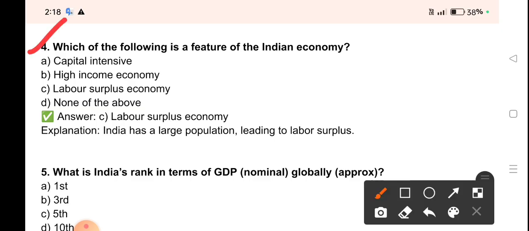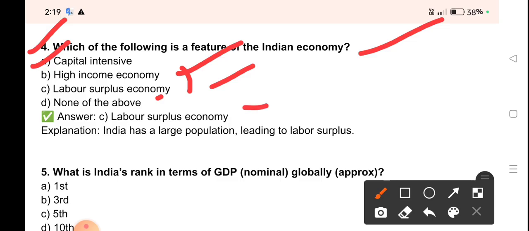Which of the following is a feature of the Indian economy? Capital intensive, high income economy, labor surplus economy, none of the above. Labor surplus economy. Labor surplus economy is a feature of the Indian economy. India has a large population leading to a labor surplus.